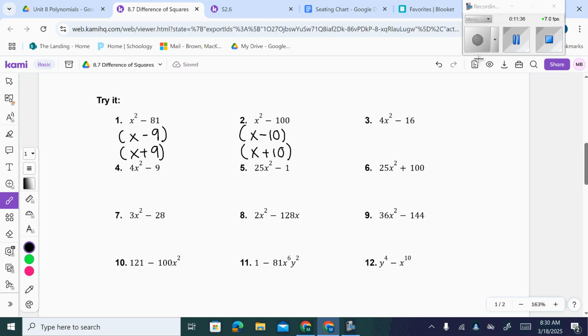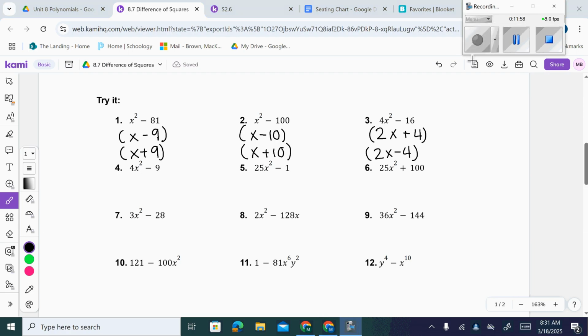Alright? Talk to me about 3. It's going to become 2x minus 4 and 2x plus 4. Alright? Do we get the gist? Yes. Alright, in your group, I want you to try 4 and 5.